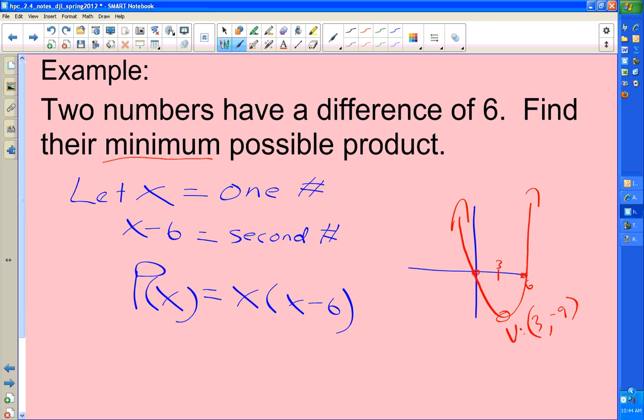What does it ask you to find? The numbers? Product. So what's the answer going to be? The minimum product is negative 9.